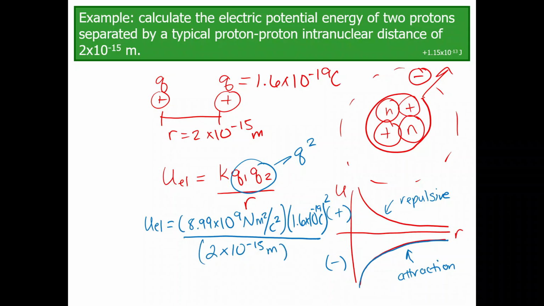And if you plug that into your calculator, you should get an electric potential energy that is equal to a positive 1.15 times 10 to the negative 13 joules.